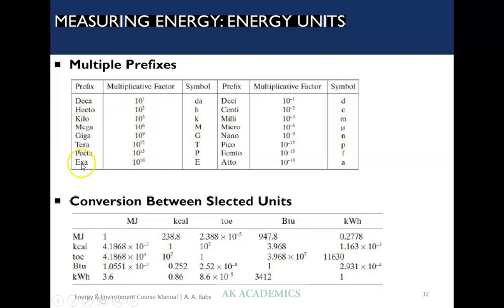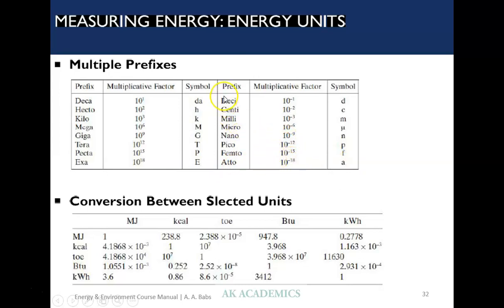10 raised to the power 18 is exa. 10 raised to the power 15 is peta. And that continues until centi, which is 10 raised to power minus 2, milli is 10 raised to power minus 3, micro is 10 raised to power minus 6, as you can see here. And these are the symbols used to represent each of these prefixes or each of these factors. You can see atto is 10 raised to power minus 18.